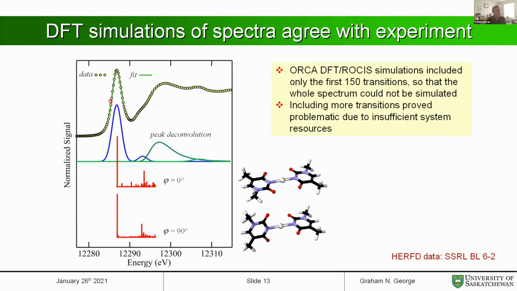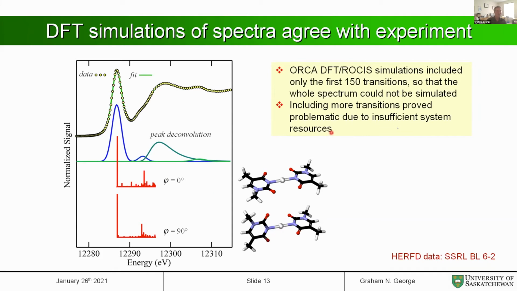We did some ORCA DFT ROCIS simulations. At the time we did these, the TD-DFT with spin-orbit coupling wasn't available. I believe it now is, although we haven't really played with it extensively yet. And basically, we only included the first 150 transitions. We naively tried to go much higher than this and ended up running out of memory on the machine that we ran it on, and writing more than a terabyte of files. I think it wrote to a 2 terabyte disk and it filled it.